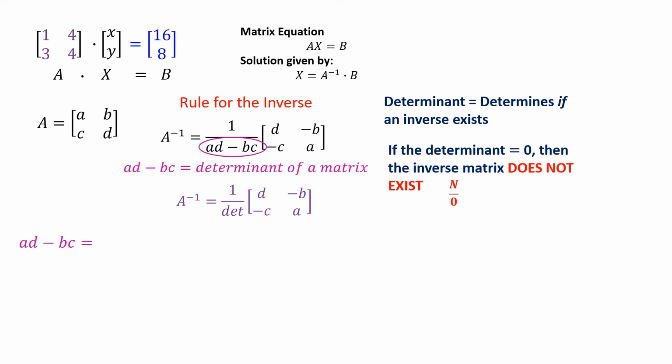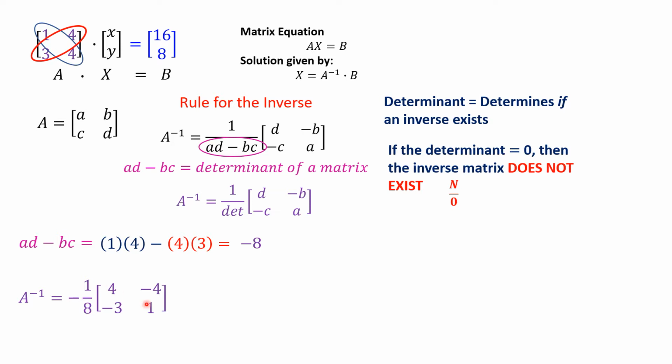AD minus BC. How are we going to do that? AD is going to be 1 times 4. So we will have 1 times 4 minus B times C. What's B times C? B times C, as we can see, is 4 times 3. So 1 times 4 minus 4 times 3 is 4 minus 12, which gives us a negative 8. Perfect. We are going to take 1 over negative 8, multiply it by the matrix reloaded.